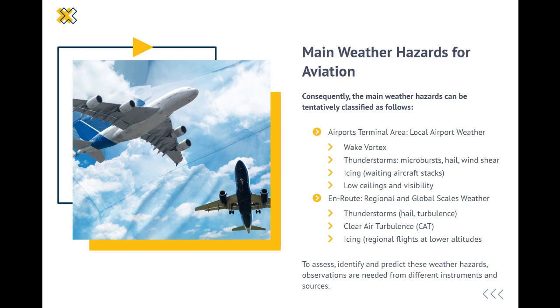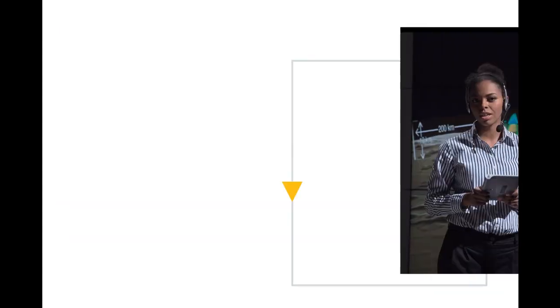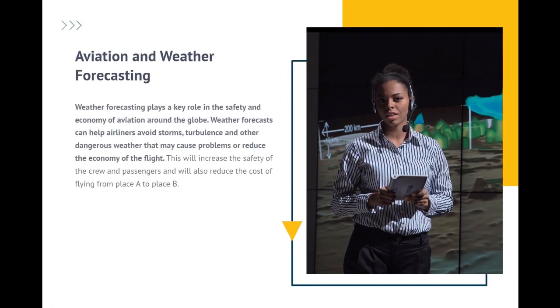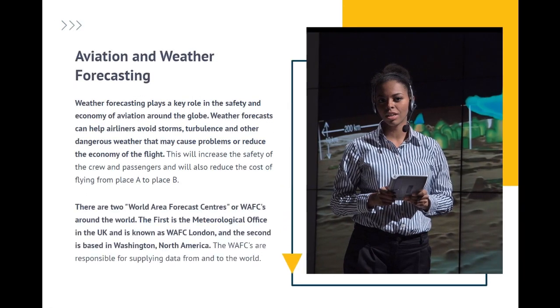To assess, identify and predict these weather hazards, observations are needed from different instruments and sources. Aviation and weather forecasting. Weather forecasting plays a key role in the safety and economy of aviation around the globe. Weather forecasts can help airliners avoid storms, turbulence and other dangerous weather that may cause problems or reduce the economy of the flight. This will increase the safety of the crew and passengers, and will also reduce the cost of flying from place A to place B.